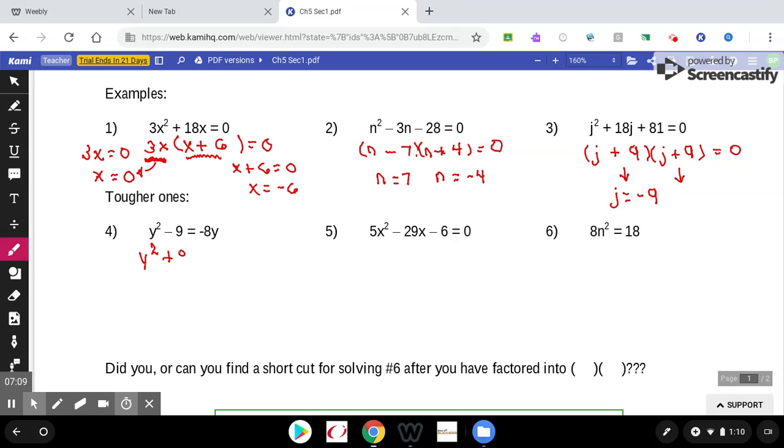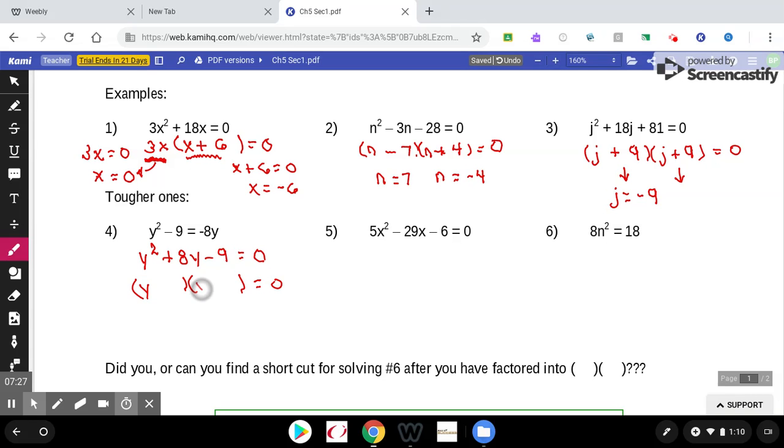I'm going to move that 8y over by adding him. I'm going to put the order in the normal order you would see it. So the squared term goes first, the y in the middle, the constant, and the negative 9 on the end. And then we can factor it. So one extra little step there, not that big a deal.